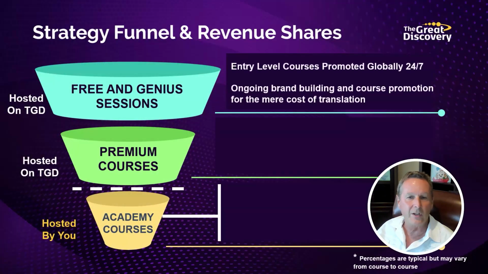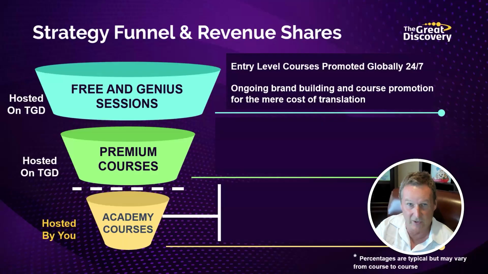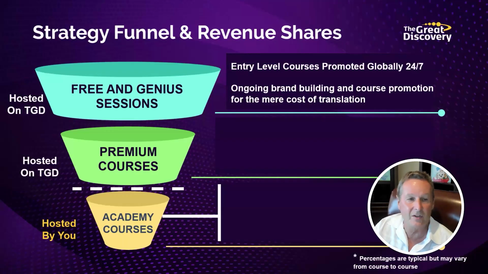First, with the free and Genius courses, these are typically entry-level courses that are promoted globally 24/7. They're ongoing brand building and course promotion at the mere cost of translation, which doesn't need to even be anything. The most valuable asset that you can have on this platform, I believe, is your free and Genius Club sessions. Getting those out there, because it is global advertising, 200 countries, every language under the sun, and it's out there all the time promoting you, right?